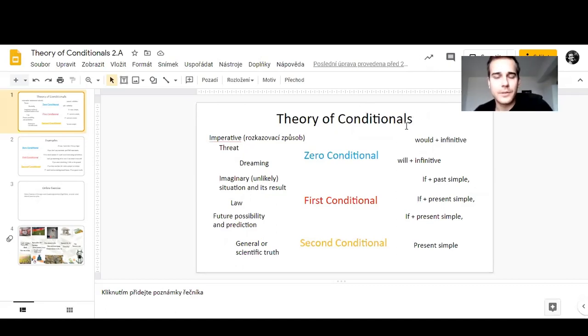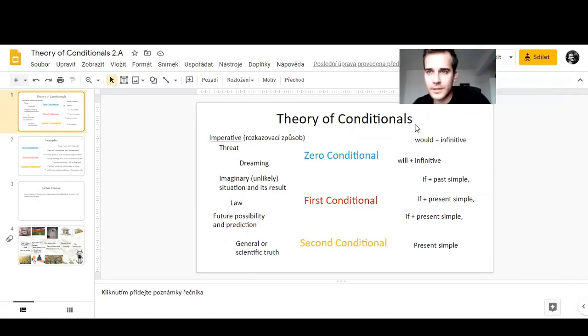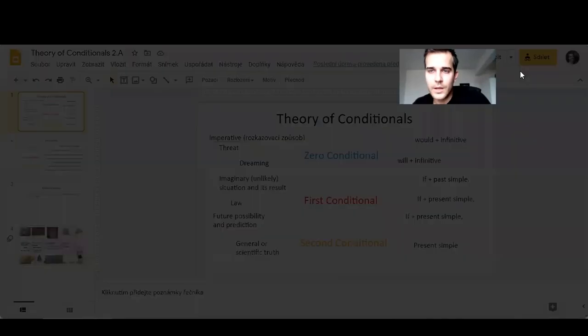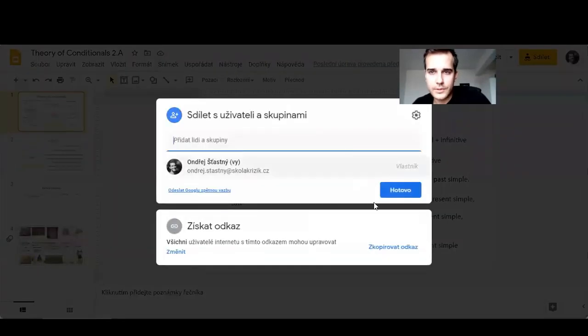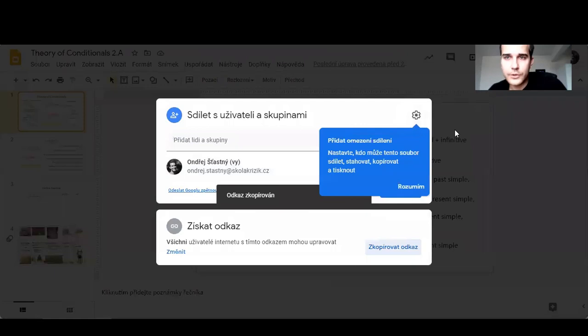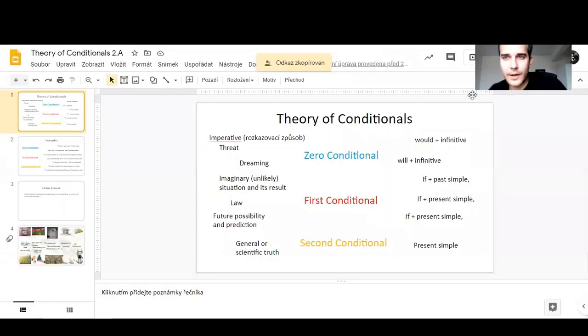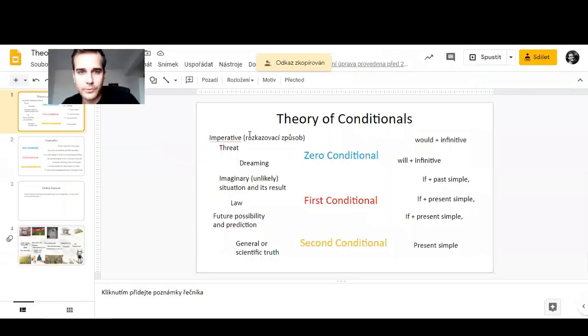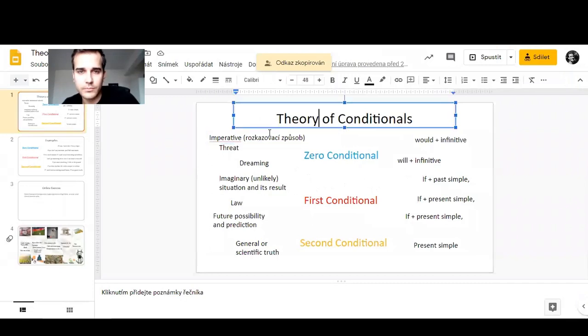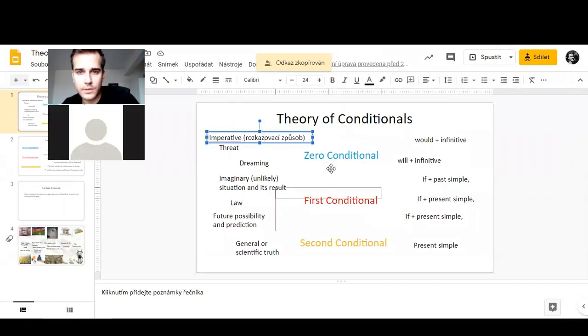Now, gentlemen, I'm going to share this over here with you. What I want you to do, I will send you this link, and you will have rights to change this file right here. You can actually move it around, all right? You can move these things around however you want. Everybody will have the right to do this.